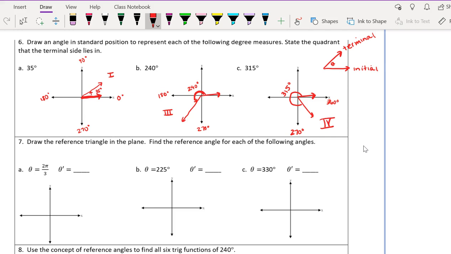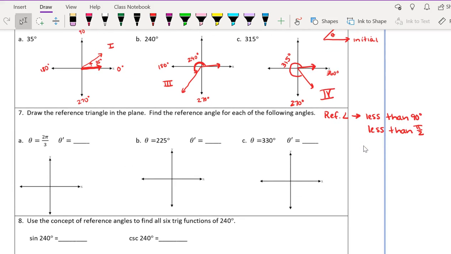Okay, now the reference angle is less than 90 degrees, but it can be in any quadrant, okay? And also it should be less than pi over 2, because now it looks like we're starting to get into radians, okay? So 2 pi over 3. Let's talk about that for a second.